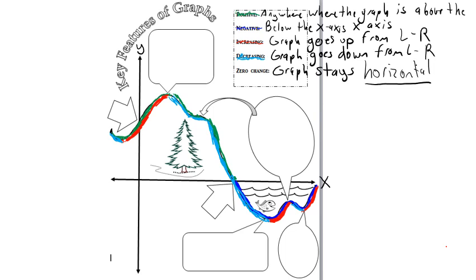Okay, it's not going up or down. We call that zero change. And on this graph, we don't really have anywhere that's a zero change. Okay, now we're just going to talk about a few of these other points.